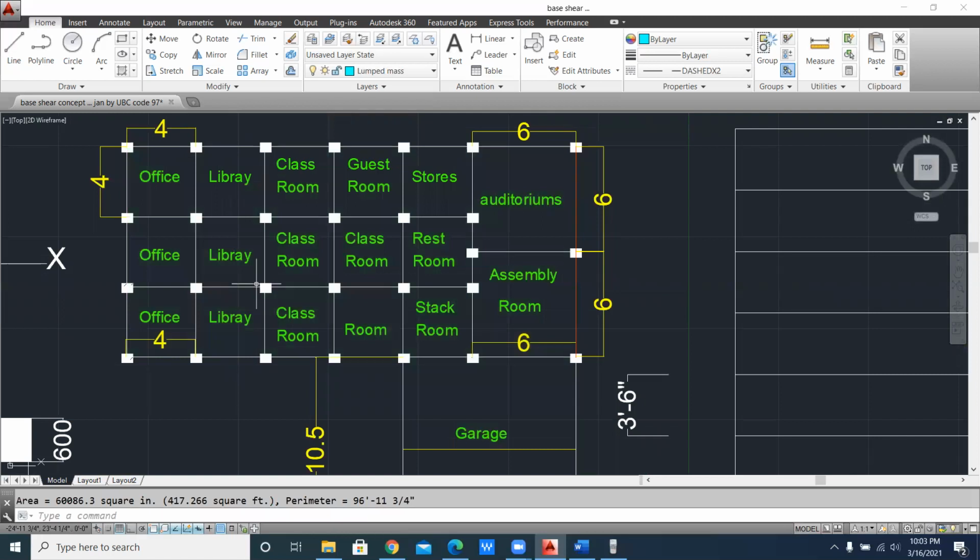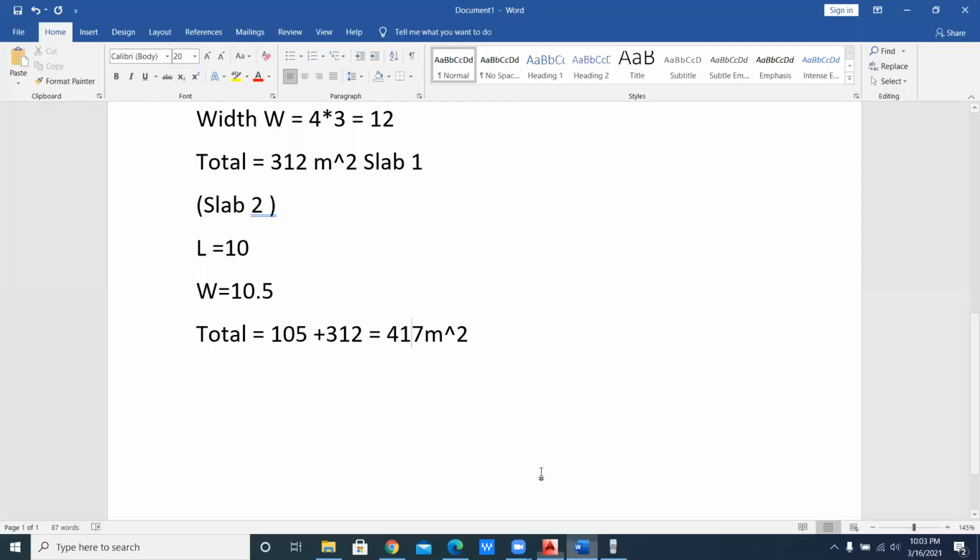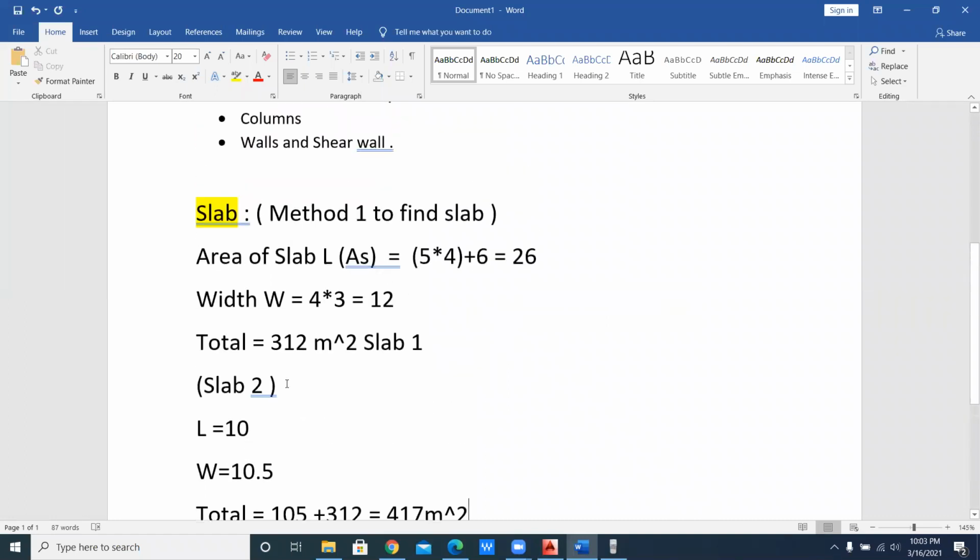Now when you click on enter, you will see that it gives normally a square foot. As I show you, it is drawing normally in foot, but I consider it in meter. So we can say that it is equal to 417.266 square meter. This one is square inch. Now when you compare it with this, you get the same.